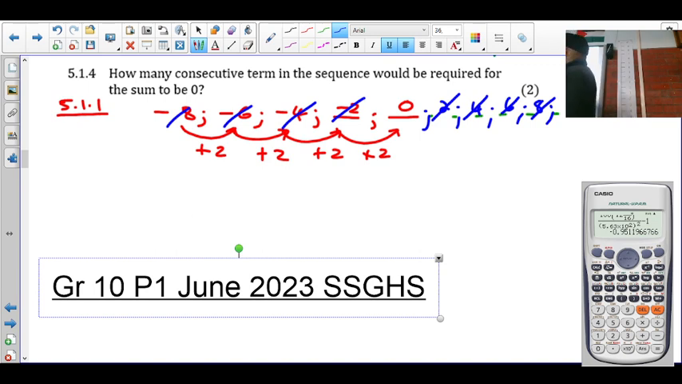So if I'm going to put 10 as the next number here, of course it's not going to give you a sum of 0. So how many terms must be added? 1, 2, 3, 4, 5, 6, 7, 8, 9. So 9 terms. 9 consecutive. Okay.